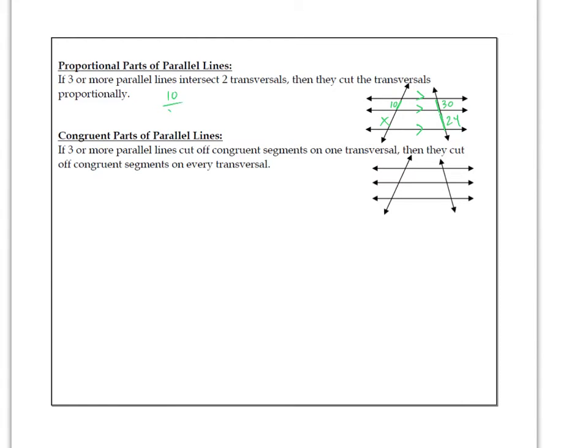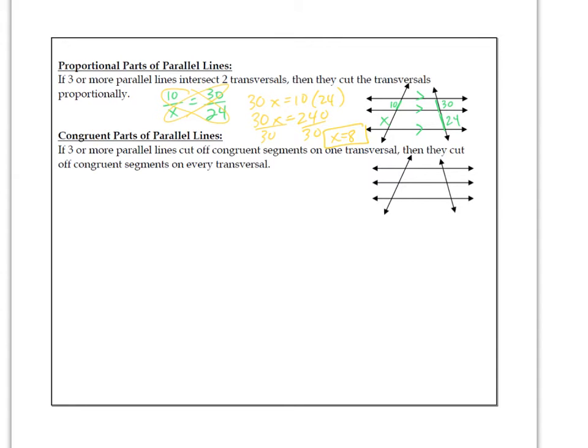So you could do like 10 over x equals 30 over 24, and they would be proportional to each other, and you could cross multiply to solve it. So you would do the 30 times the x and the 10 times the 24. So you'd get 30x equals 240, and you'd divide by 30, and you would get x equals 8. So pretty cool if those lines are parallel.